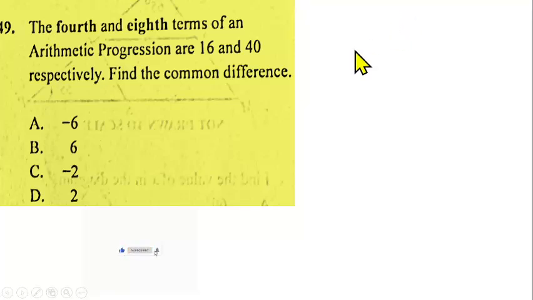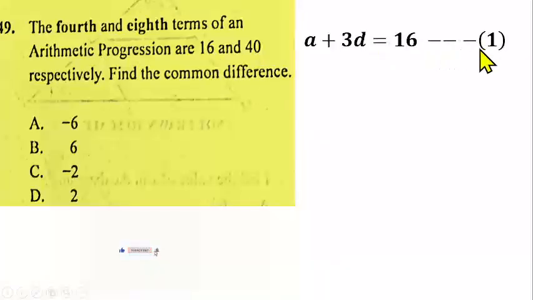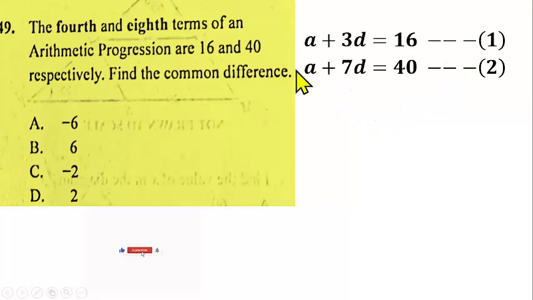What is the fourth term of an AP? The fourth term of an AP is a plus 3d, and that will be equal to 16. Then the eighth term is a plus 7d, that will be equal to 40. So we can now solve these two equations simultaneously to find our common difference.